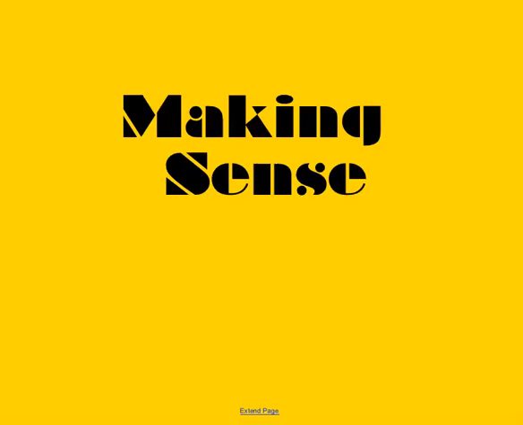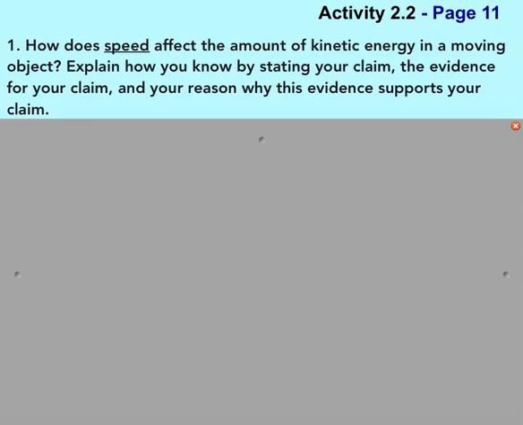The next thing I want you to do is the making sense questions. And these making sense questions are going to be on page 11, and there's also a question on page 12 for you. So number one, how does speed affect the amount of kinetic energy in a moving object? Explain how you know by stating a claim, the evidence for your claim, and your reason why this evidence supports your claim. So what I'd like you to do is go ahead and write a mini CER based on your data.